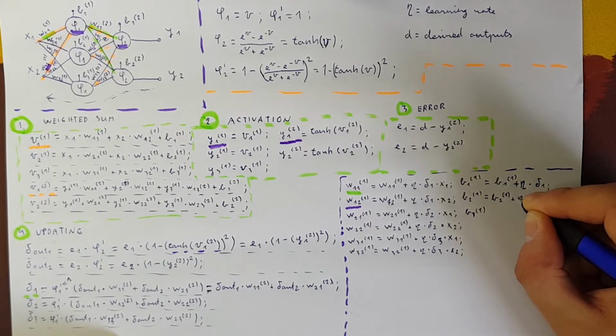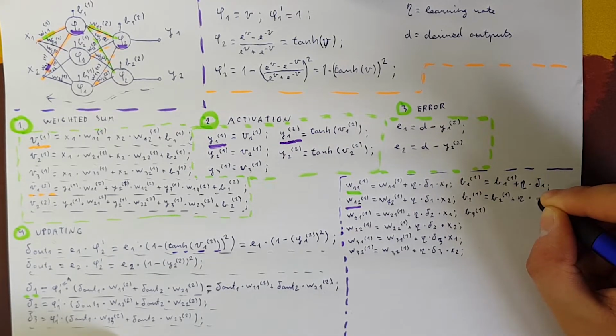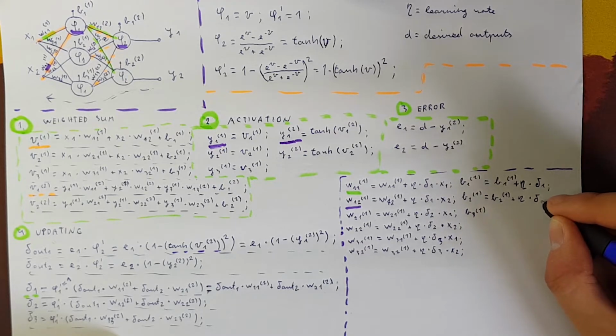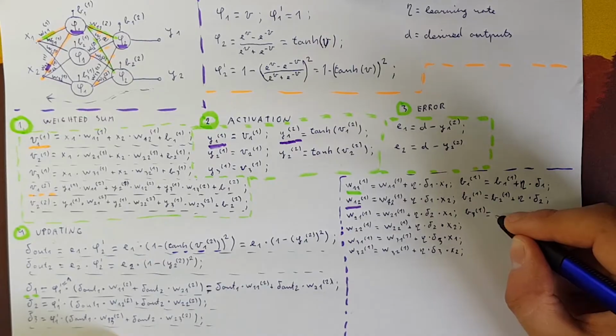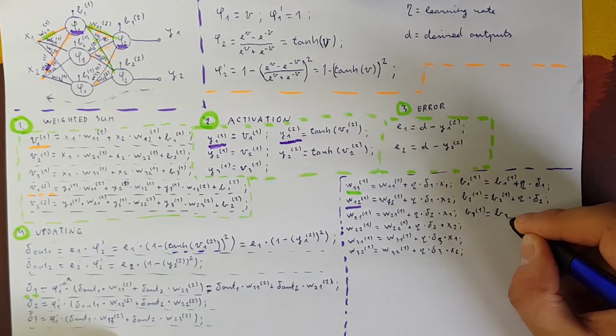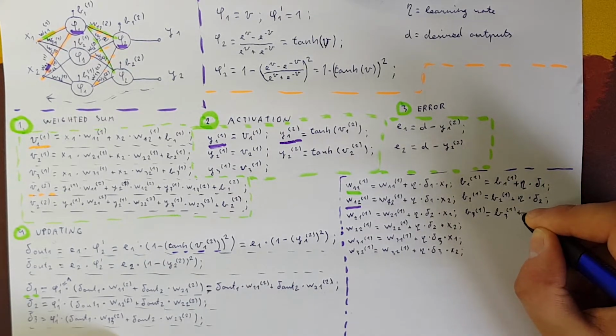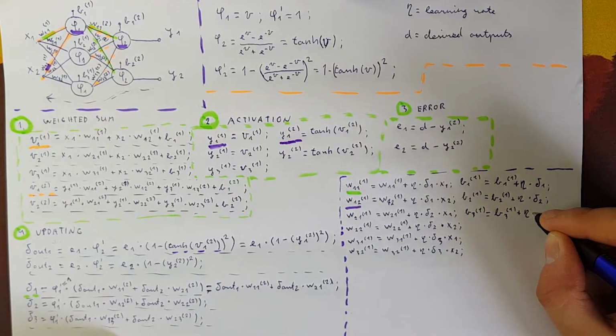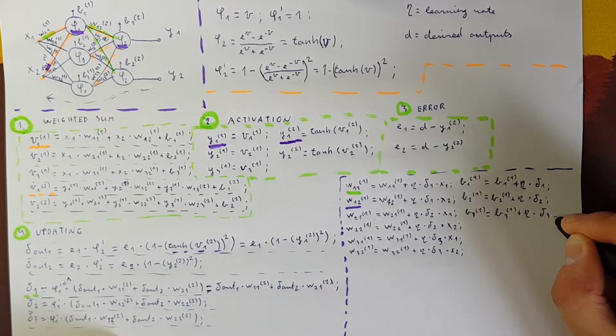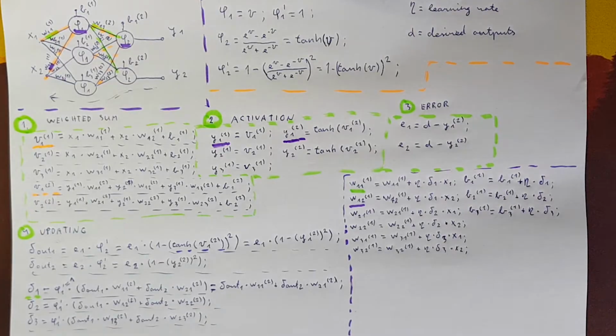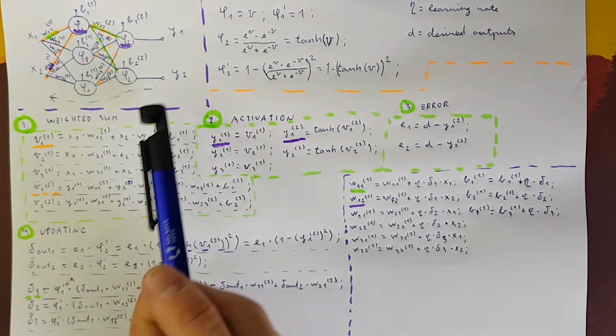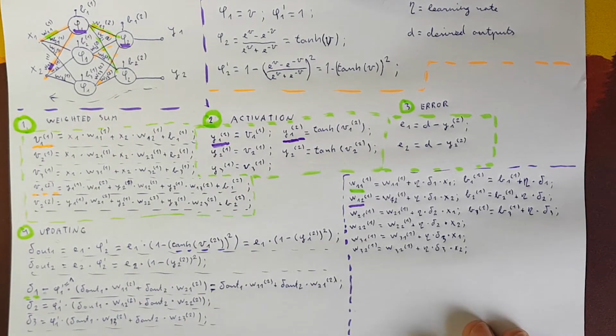We add a learning rate multiplied by the corresponding delta of that neuron. And for the third weight, we add learning rate multiplied by delta of third neuron. So now we have updated all the weights for our first layer.